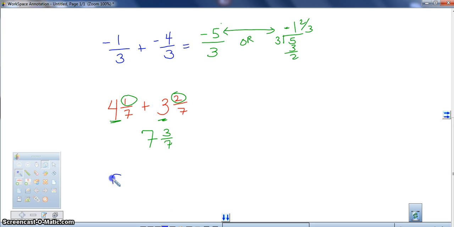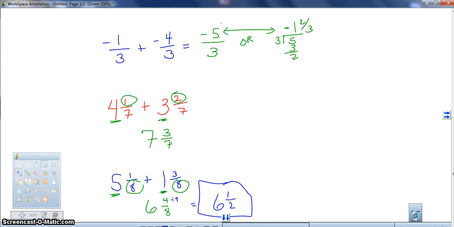Let's try another one. 5 and 1 over 8 plus 1 and 3 over 8. 5 plus 1 is 6, and in the bottom of the fraction it's 8, and then 1 plus 3 is 4. Ooh, but I can simplify that one, so I can divide by 4, so I get 6, and then 4 divided by 4 is 1. 8 divided by 4 is 2.